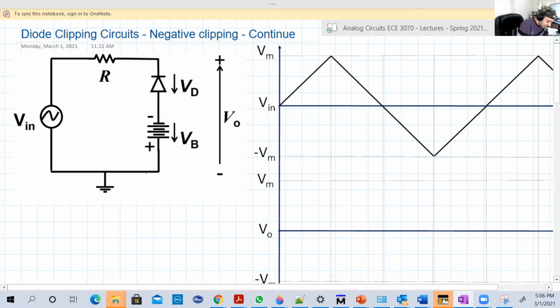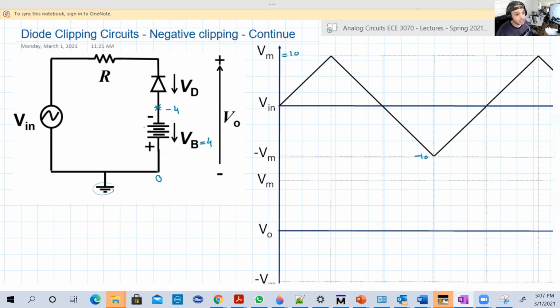Again, this is a ground here, so the voltage is zero. Here VB is flipped in that way. Let's assume it's 4 volts, and V maximum here, for example, is 10. So this is 10, this is minus 10. The voltage of that point is minus 4. Why? Because when you say that the battery is 4, that means the positive is greater than the negative by 4. The positive is connected to the ground, so it is 0, and the negative must be minus 4. So 0, the positive, minus minus 4 gives you 4, which is the value of the battery, VB.